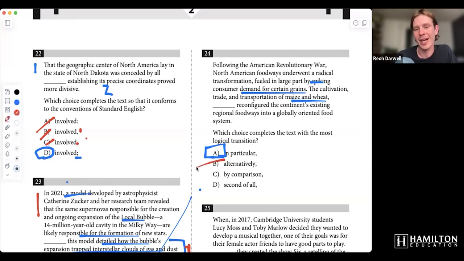"Alternatively" would mean that we're going the opposite of what we expect, but maize and wheat are grains, so it's not an alternate. "By comparison" would be very similar to "alternatively," so it kind of doesn't make sense. But regardless, we're not comparing these, we're showing specifics. And "second of all" would mean that we're given a first claim, cereal grains were more important, and then a second claim, which would need to say, you know, also meat, okay? But that's not what we have here. We're specifying what kind of cereal grains, so that's why we use "in particular" as our category of transition for 24.